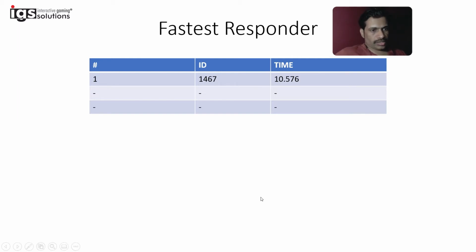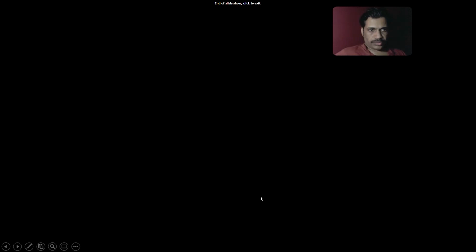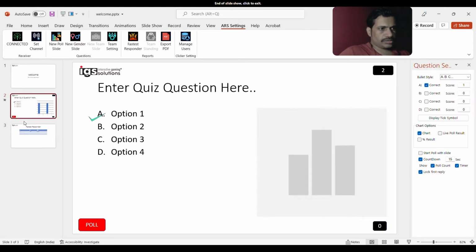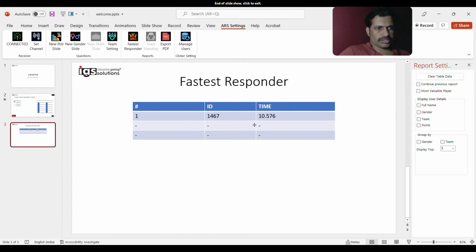I click, I go to the end of the presentation, and we'll add a few more slides and see how it works. So back to my slide over here. You can see the table is already populated with the data. I can clear the table data if required, like if I want to restart it, or when you start your show it will automatically clear and reset it.